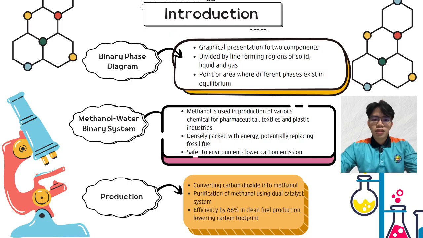Methanol is widely used in the production of various chemicals, which highly benefit the pharmaceutical, textile, and plastic industries. And for your information, methanol is potentially replacing our fossil fuels because it is densely packed with high energy. How do we produce methanol? We produce methanol by converting carbon dioxide, and with a further purification process by integrating a dual catalyst system, which increases the efficiency of clean fuel production by 66%, lowering the carbon footprint.